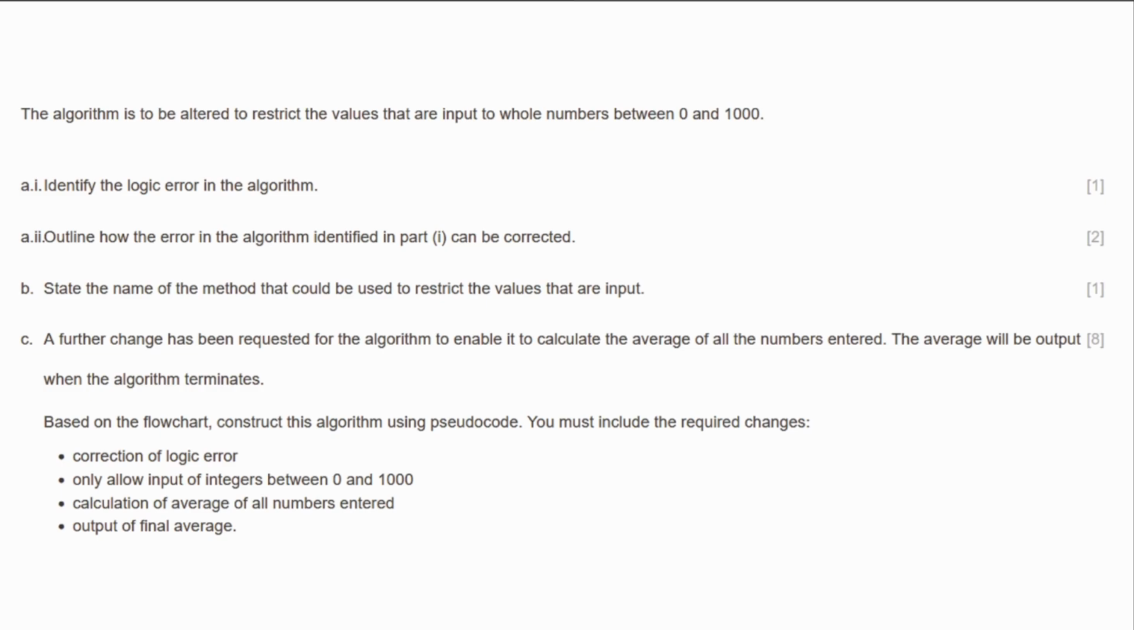Part A asks us to identify the logic error in the algorithm. Part 2 asks us to outline how the error in the algorithm can be corrected. Part B asks us to state the name of the method that could be used to restrict the values that are input. Part C asks us to write an algorithm using pseudocode, including the following changes.